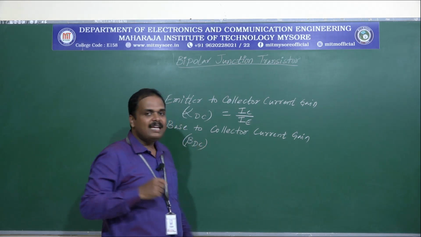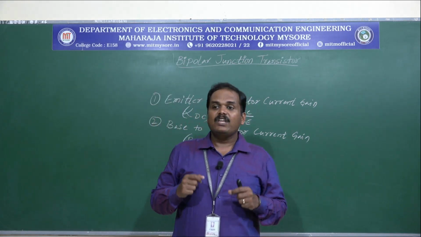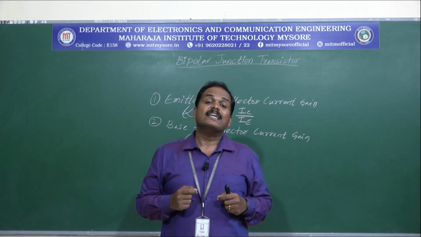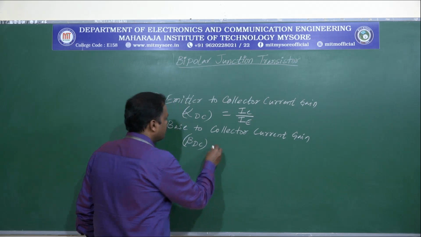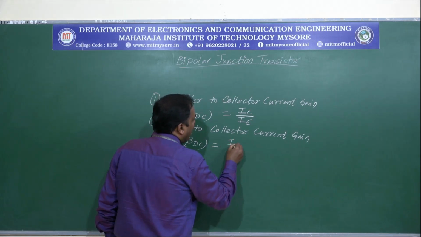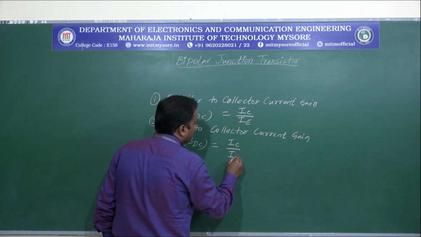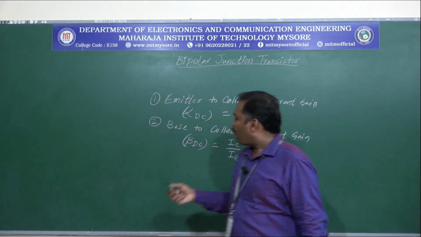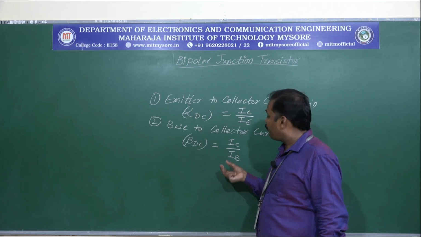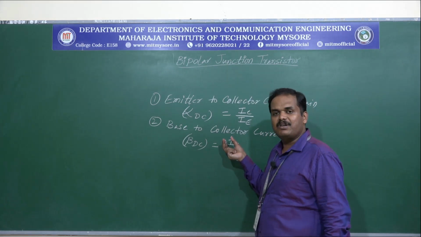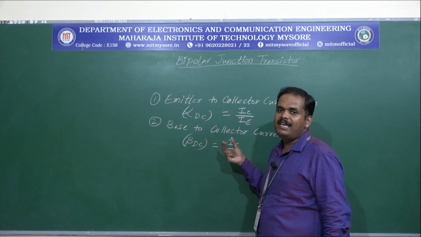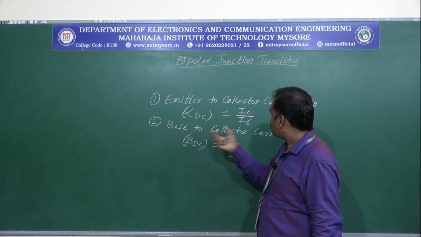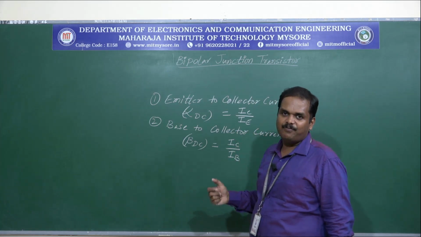Whereas the beta DC is defined as the ratio of DC collector current to the DC base current. So this can be written as IC by IB. This indicates what amount of base current is flowing in the collector terminal or collector region as the collector current. So this is beta DC, that is base to collector current gain.